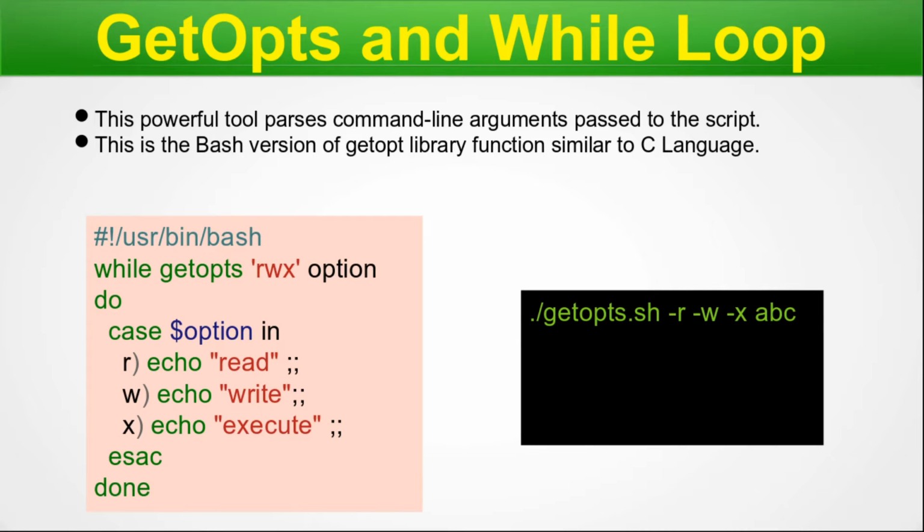So guys, first we have the script ./getopts.sh, this is the name of the script, and then we provide three command line switches. So here you can see there is -r, there is -w and -x, and there is a fourth argument ABC, okay. So here getopts will operate on the -r, -w and -x, and on the left hand side you can see that when getopts is used with while, we can access each of the rwx in the case command, okay. So once we execute this line, we get three different outputs, read, write and execute.